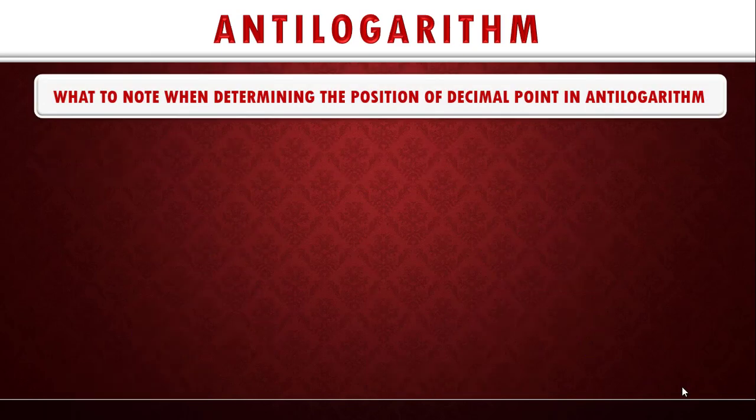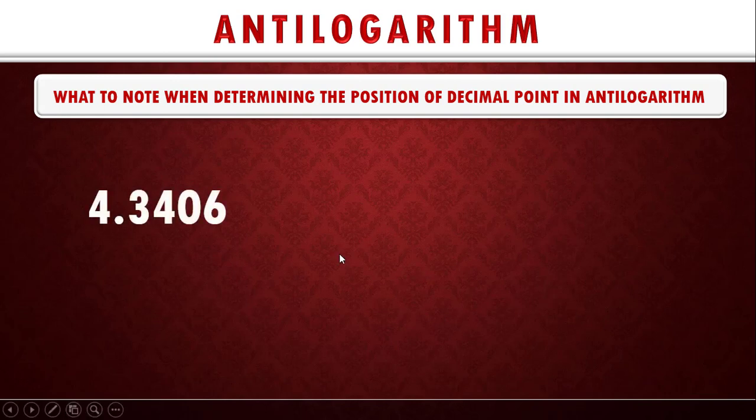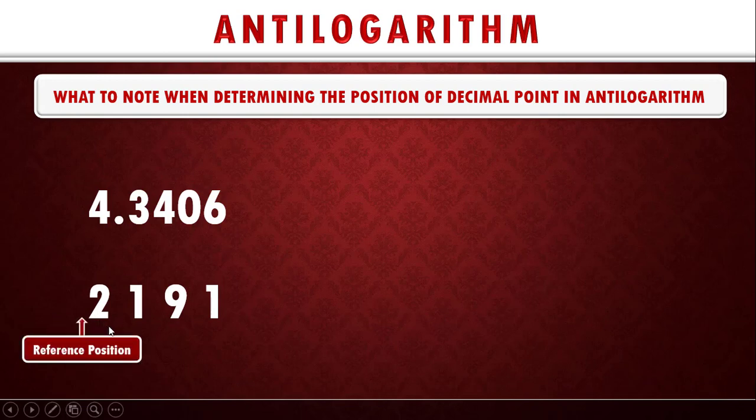Considering more example, if your value is positive after adding 1 to the characteristic. So we have this example right here. We've been given the log, which is 4.3406. So when we check our antilog table, we have the value 2191. Okay, so we'll locate our reference position first, and our reference position will be before the 2. The next thing to do now is to add 1 to the characteristic. So our characteristic here is 4 plus 1, and that gives 5. If you look at it, the 5 is positive. That means we're going to count to the right hand side.